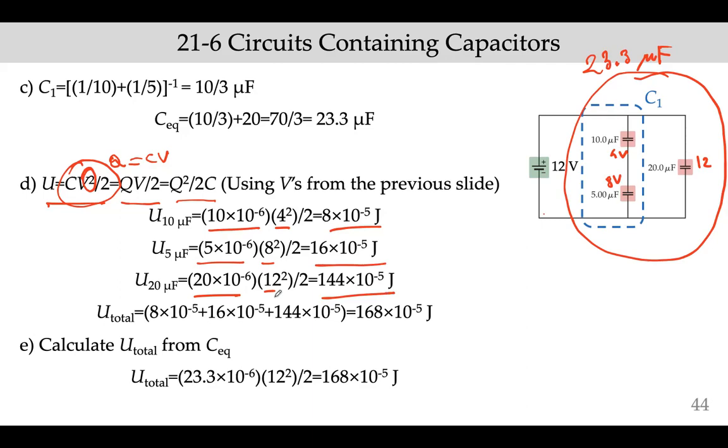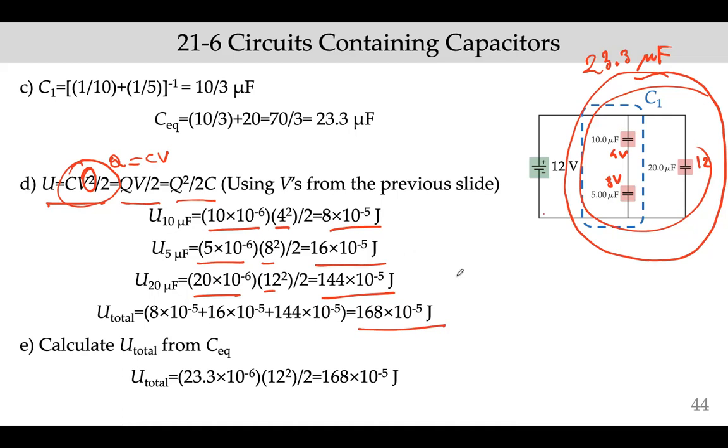And if you want to find the total energy stored in those capacitors, then you would basically add these values, which gives you 168 times 10 to the negative 5 joules.